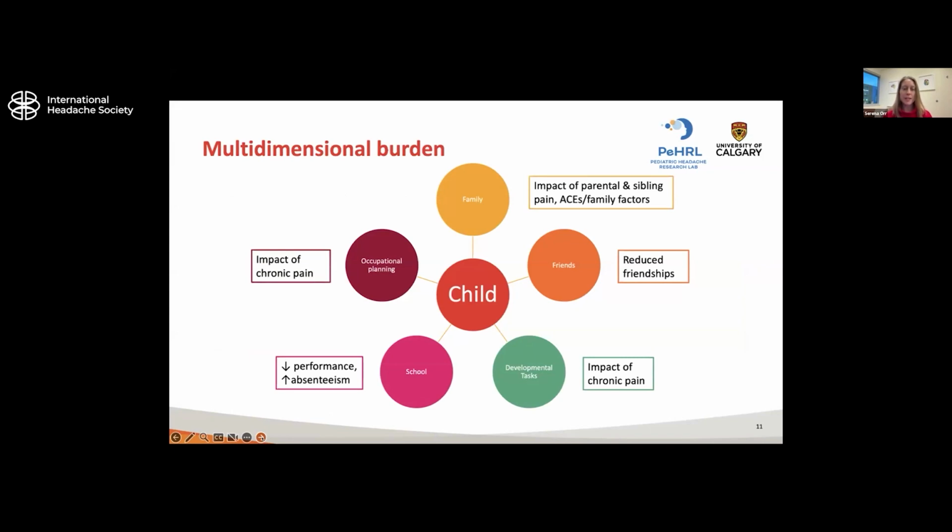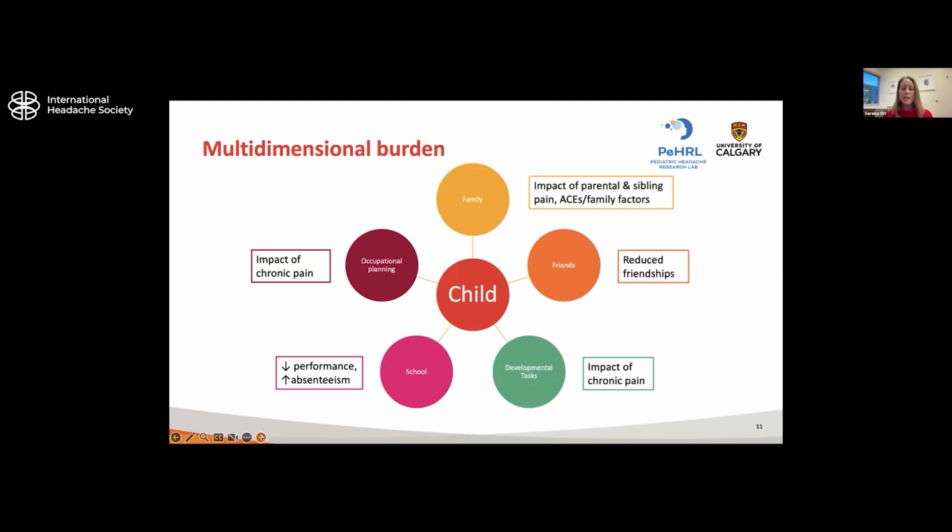But if you look at the impact on the child's education, we know that youth with migraine have decreased performance in school and increased absenteeism. And there are even one or two studies that have shown reduced rates of high school completion in this population. There was a study done years ago to look at the impact of migraine on friendships in youth, and that showed that youth with migraine have a reduced number of friendships compared to their peers.